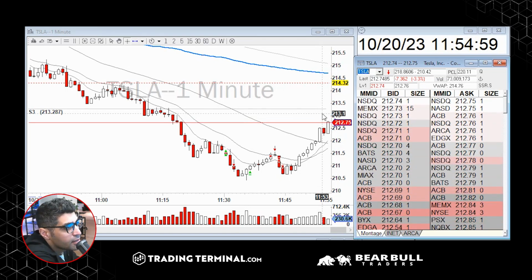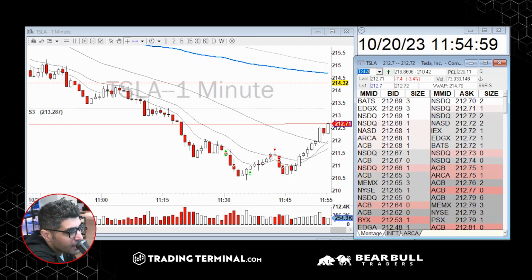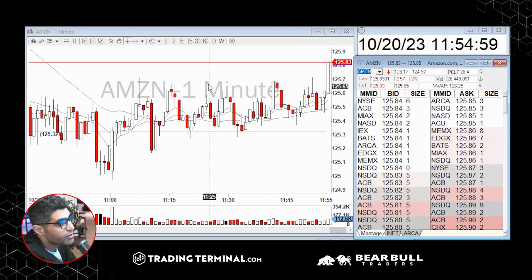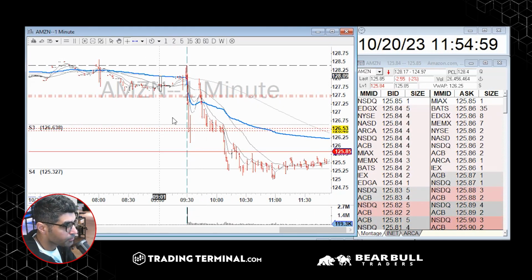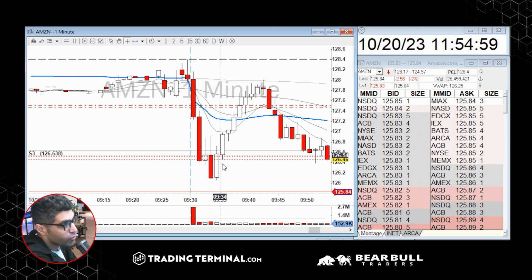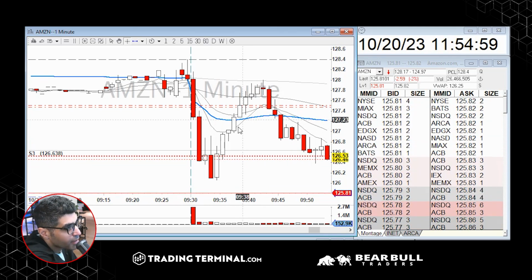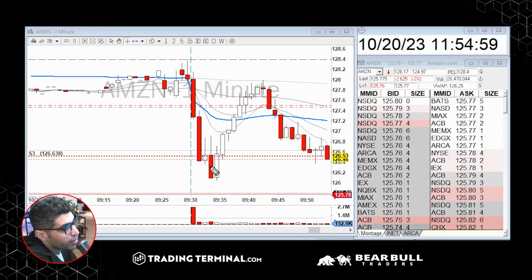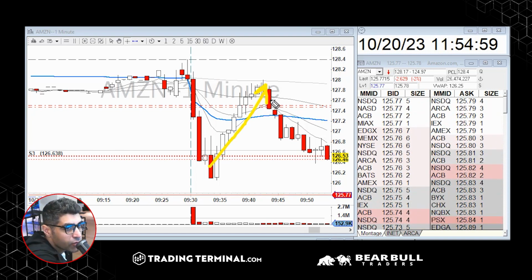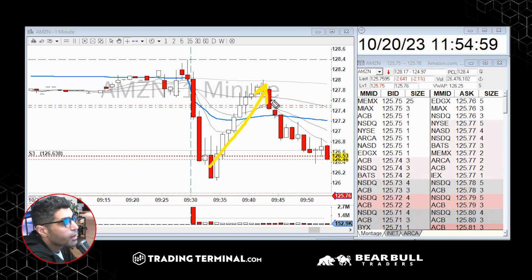John did a trade on the NVIDIA reversal, and Brian at the open also did a very nice reversal trade on Amazon. He really bounced from S3. It was a very, very nice bounce that Brian did, and he was pretty happy with this trade, and he really went home.